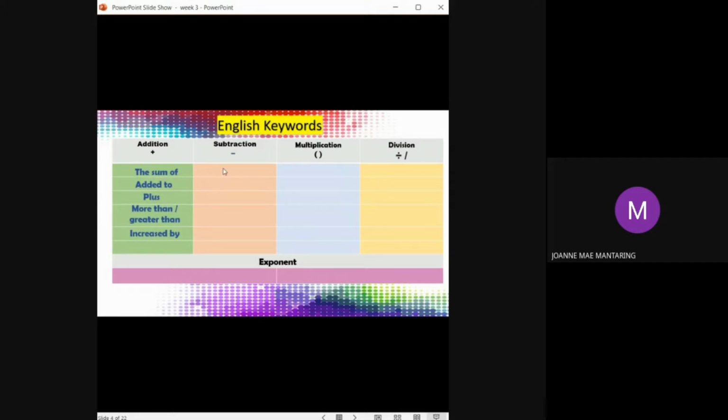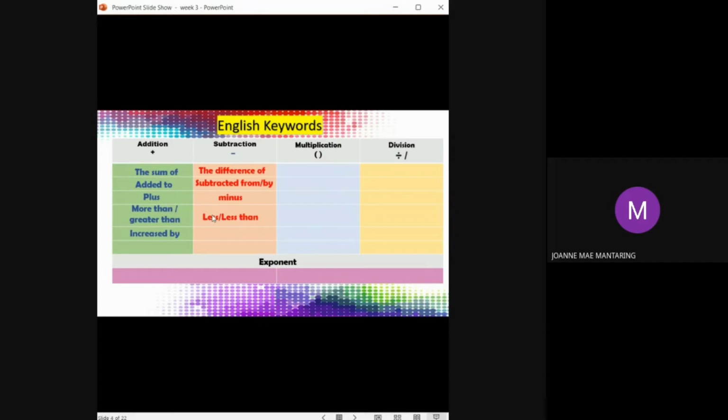Okay, how about subtraction? So alam ko naman, alam na alam niyo na ang symbol for subtraction, which is this one. For addition is this one. Okay. This is the symbol for subtraction. And what are the keywords associated with subtraction? We have the difference of. Another one is subtracted from or subtracted by. Another is minus. Another is less or less than.